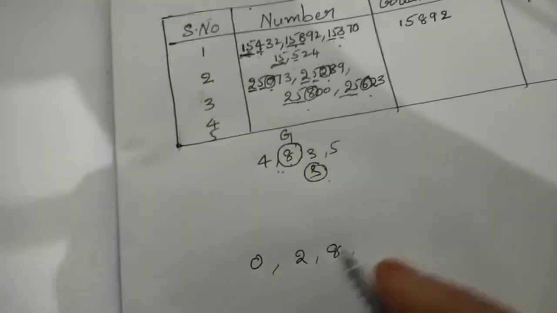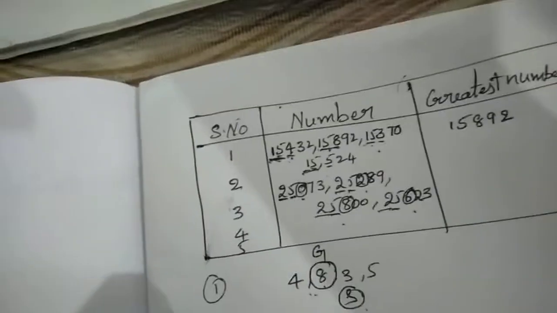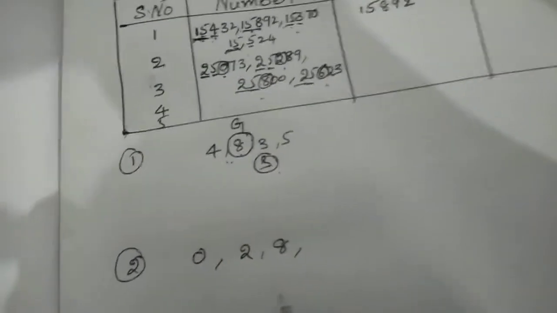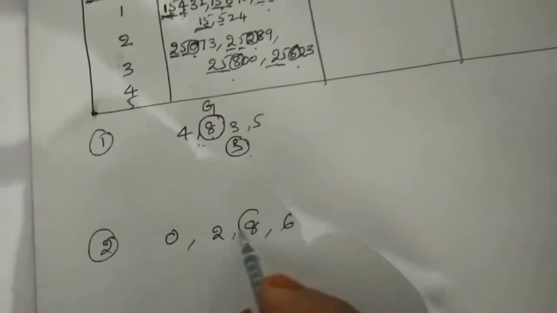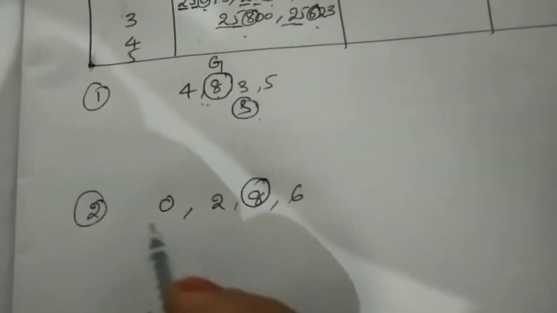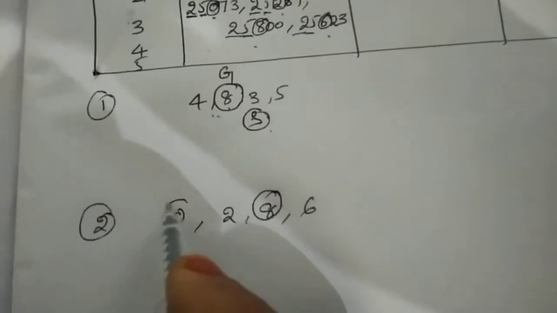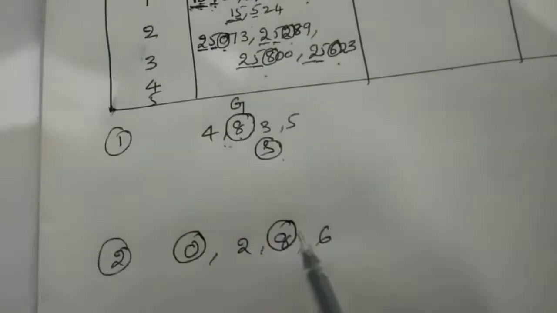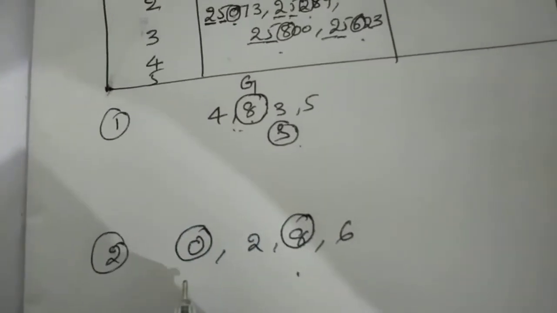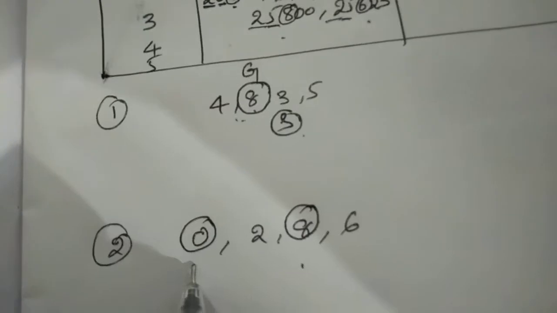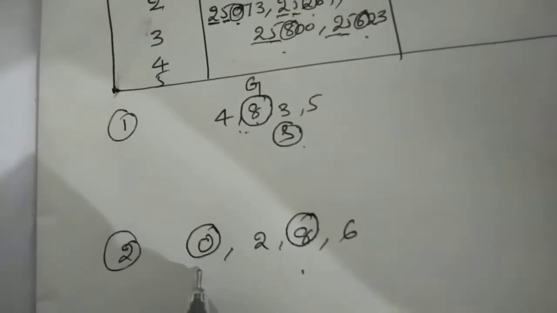You can see clearly. It is the first problem. It is the second problem I am showing you. 0, 2, 8 and then 6. Now you can identify which is the greatest one. Yeah, good. 8 is the biggest number. And which is the smallest one? 0 is the smallest one. The number which is having 8 in the hundreds place, that is the greatest number. The number which is having 0 in the hundreds place, that is the smallest number.